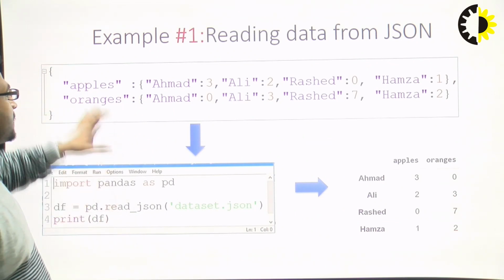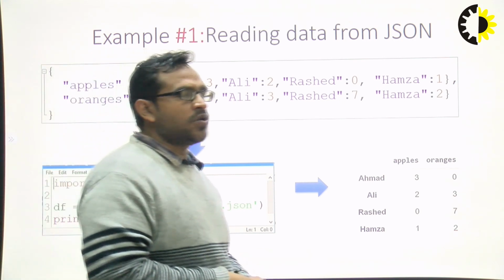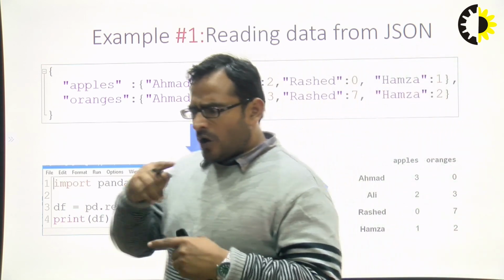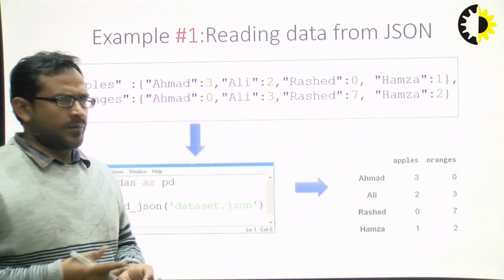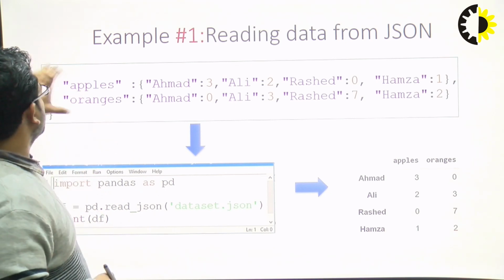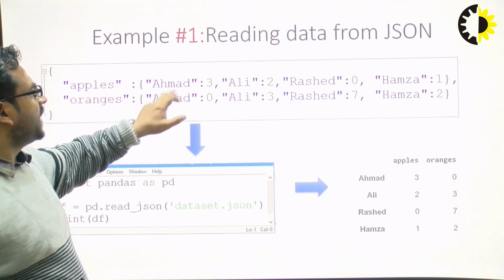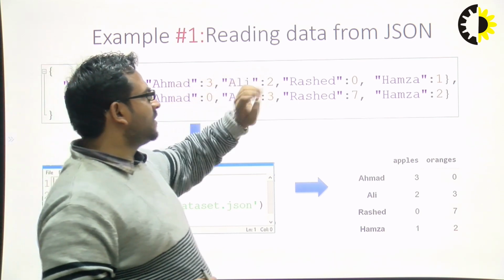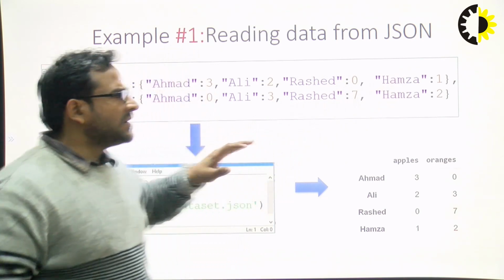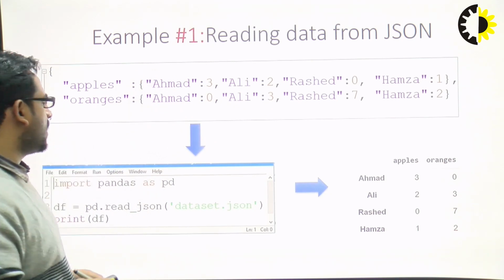You can see this is a JSON file, and as you know, JSON basically stores data in a dictionary format, right? Or we can say a nested dictionary format, okay? So this is a kind of nested dictionary. The curly braces are here, and apples basically stores the data. Ahmad has a 3, Ali has a 2, Rashid has a 0, Hamza has a 1. Similarly, the orange data is given here. So this is the kind of JSON file you have here.